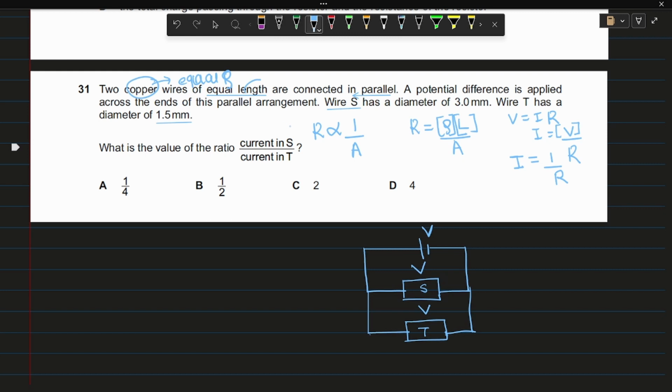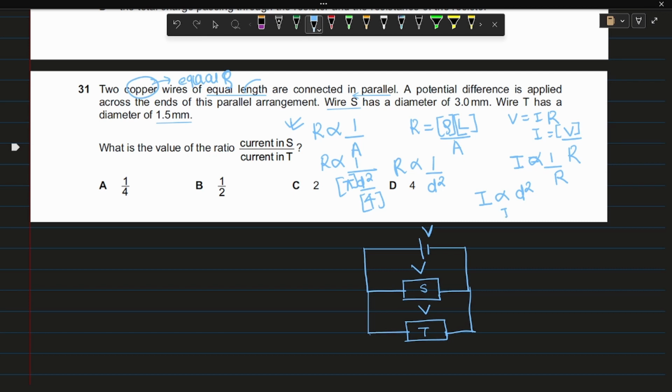So now let's find something valuable from this expression. When we break down area further, both of these can be considered to be cylindrical in shape. So pi d square by 4 is their cross-sectional area. Again, pi is constant, 4 is constant, so R is inversely proportional to d square. And similarly, I is inversely proportional to R. Then we can make an expression I is directly proportional to d square.